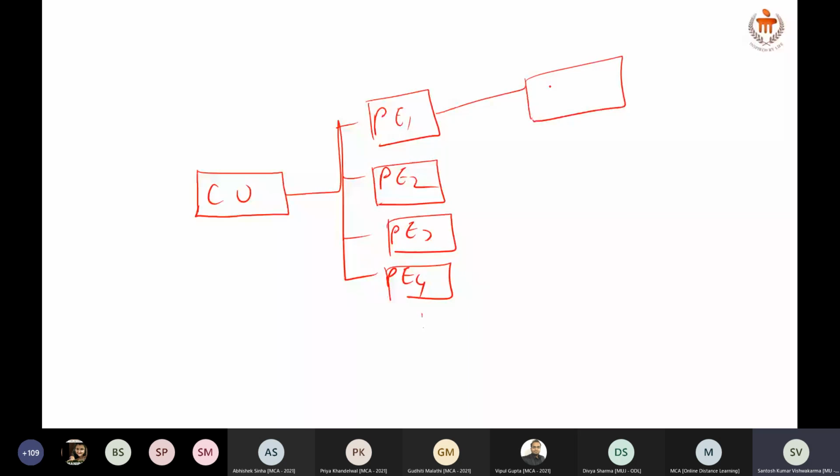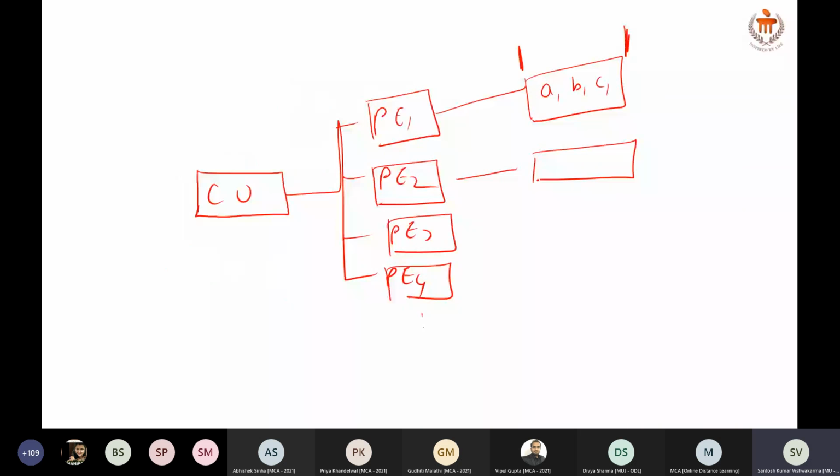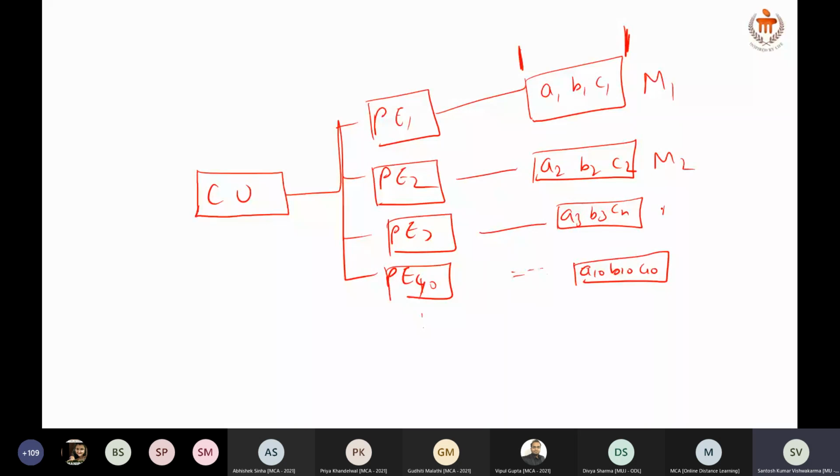So we can have A1, B1, C1, because we are just going to have the 10 vector operands over here simultaneously. Okay, so we have A1, B1, C1, then in the second memory A2, B2, C2, assuming that they are independent, then A3, B3, C3, and like that up to the last one. If it is E10, we can have A10, B10, and C10, and thoroughly we can have this in memory itself. So it can be shown as M1, M2, M3, M4, and obviously the results can be shown here.